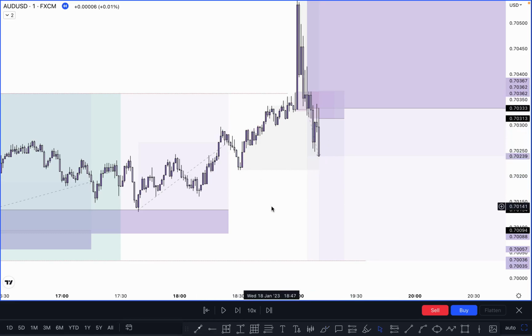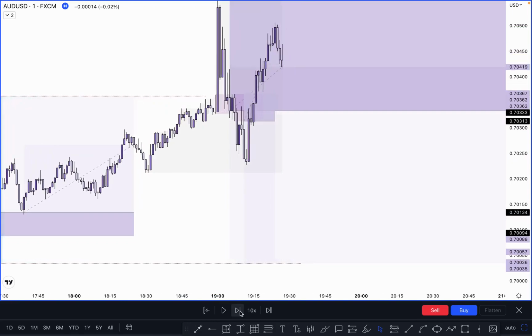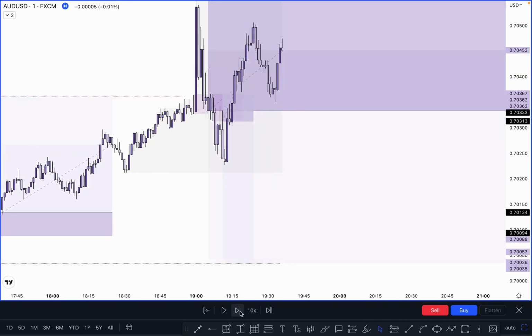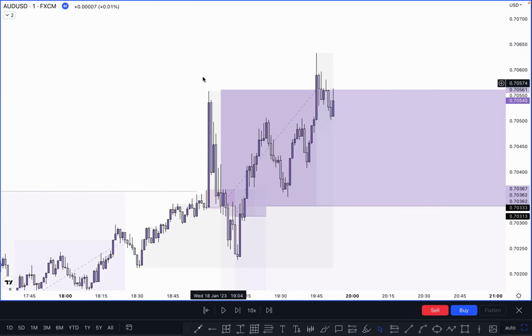So let's see what happened next after this move. All right, so let's see. Okay, so what happened here, finally market hit our stop loss, and then after that what happened here, you can see market taken out both stop losses here.